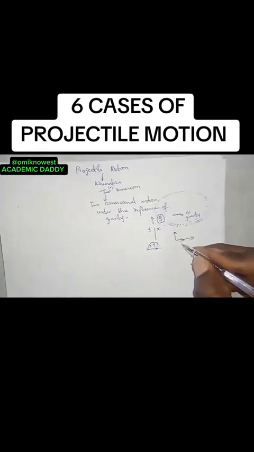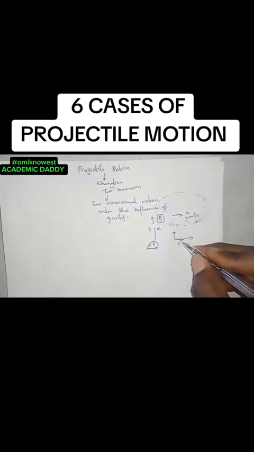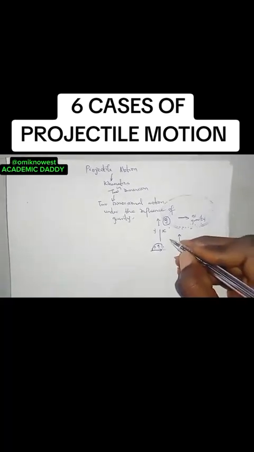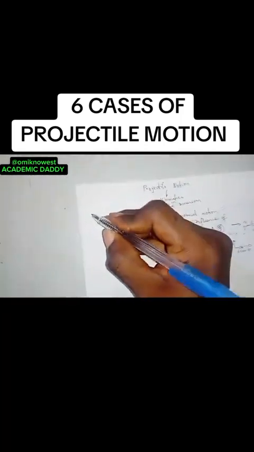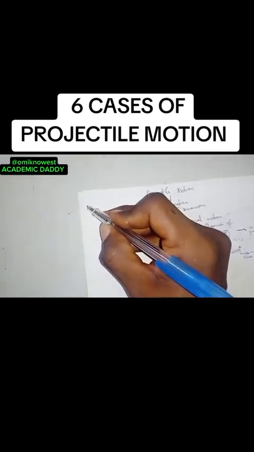Now you know that we normally say u for initial velocity. So on the x-axis, we'll consider the x component to be u cos theta, and the vertical component to be u sin theta. Check my first video on projectile motion to see how we derive that. Alright, what I just want to treat here today is that whenever it's projectile motion, there are cases or things you need to be looking out for.